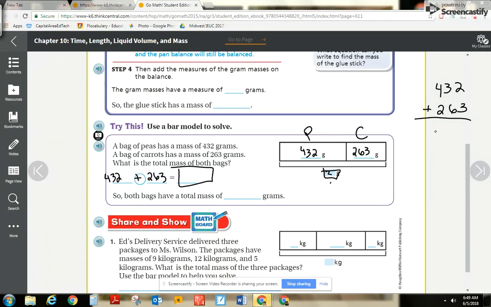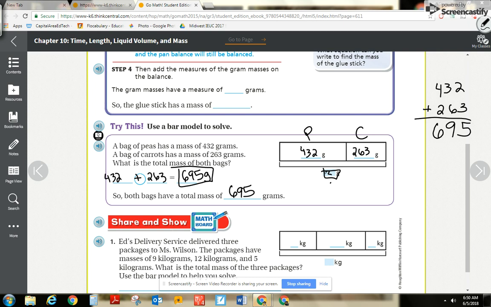A couple of different ways to do it. I guess I'll do it the traditional way. I'll start in the ones place. 2 plus 3 is 5. Now we go to the tens place. And 30 plus 60 is 90. And now we can go to the hundreds place. 400 plus 200 is 600. So the total mass of the peas and the carrots is 695 grams. So both bags have a total mass of 695 grams.